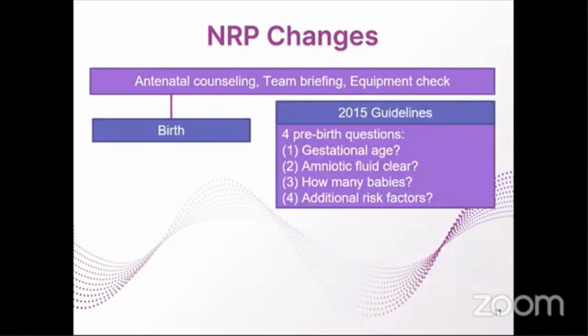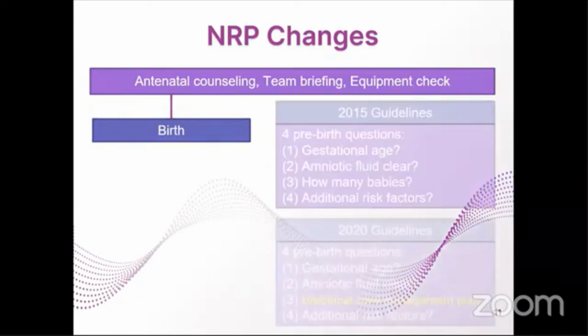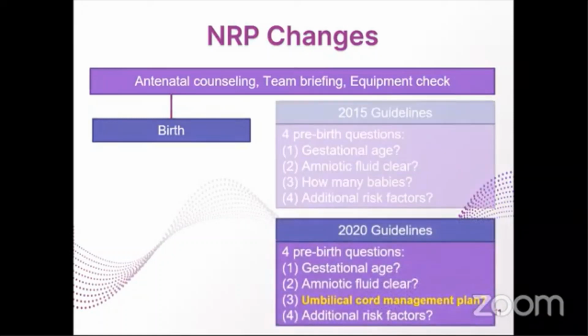So in 2015, our initial antenatal counseling and the team briefing consisted of 4 questions. What is the gestational age? Is the amniotic fluid clear? How many babies? And what are the additional risk factors? Now in 2020, they basically removed how many babies and then added the umbilical cord management plan.